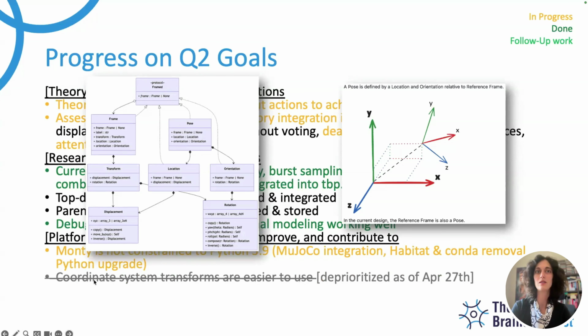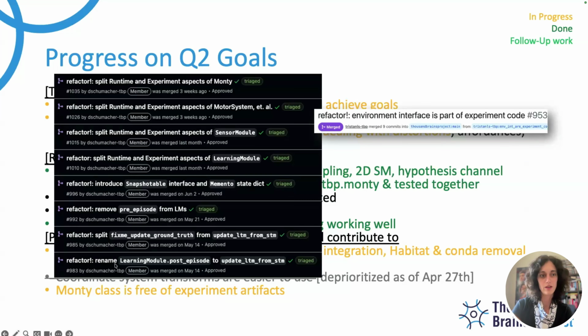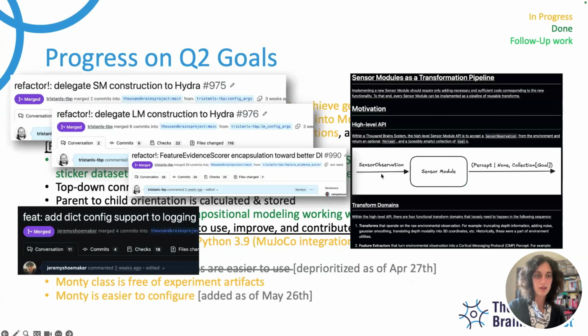Ale had scoped out making coordinate system transforms easier to use, but that was deprioritized in April. And then Dale started working on Monty class being free of experiment artifacts, making various PRs to refactor Monty there to remove all this episode and epoch time quantization from Monty. And then Tristan also worked more on making Monty easier to configure, which was a goal that was added at the end of May, including some SM and LM construction delegation to Hydra, making better dependency injection, and scoping out the sensor modules transformable pipeline setup.